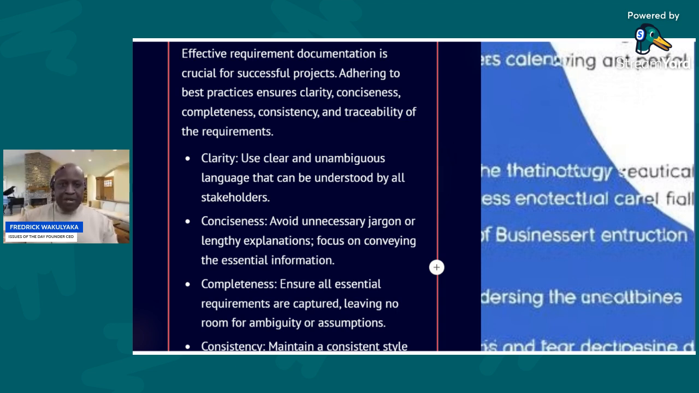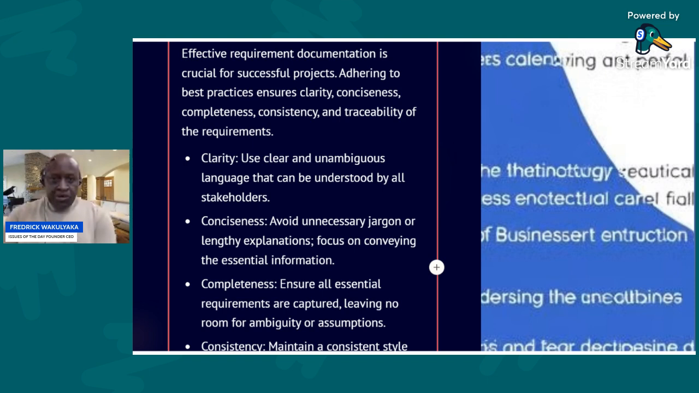Effective requirement documentation is crucial for successful projects. Adhering to best practices ensures clarity, conciseness, completeness, consistency, and traceability of the requirements.